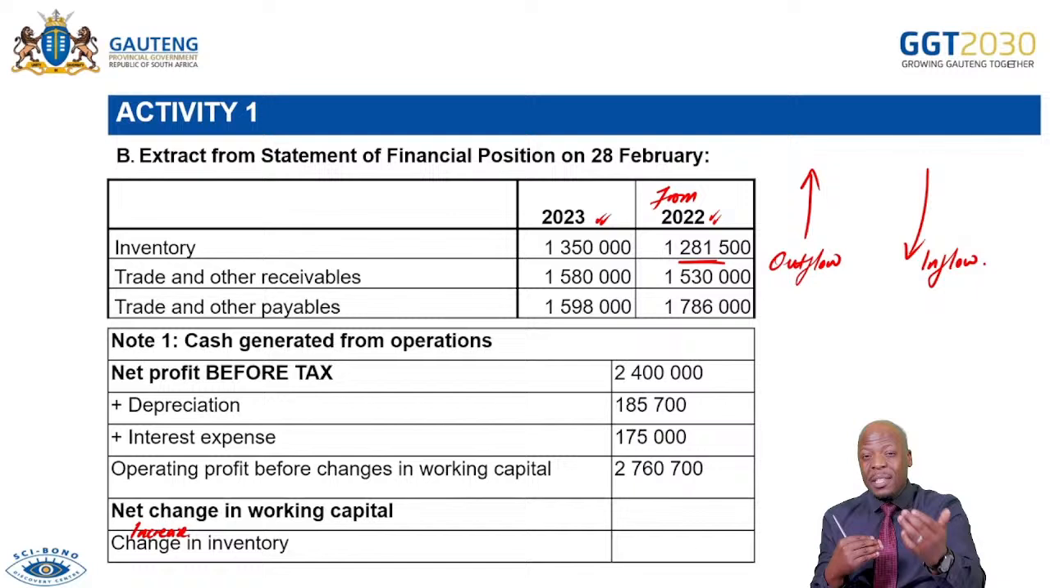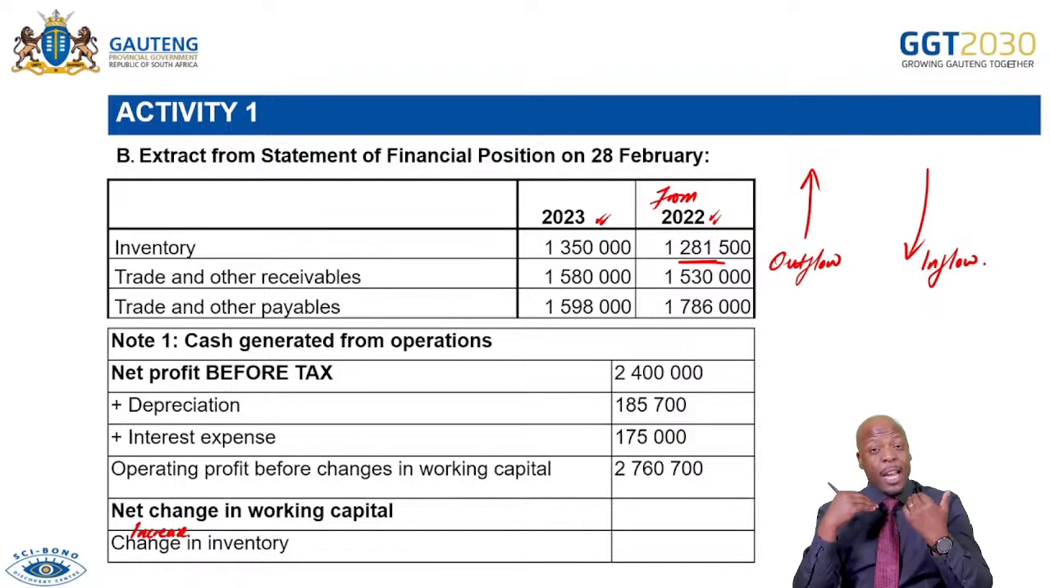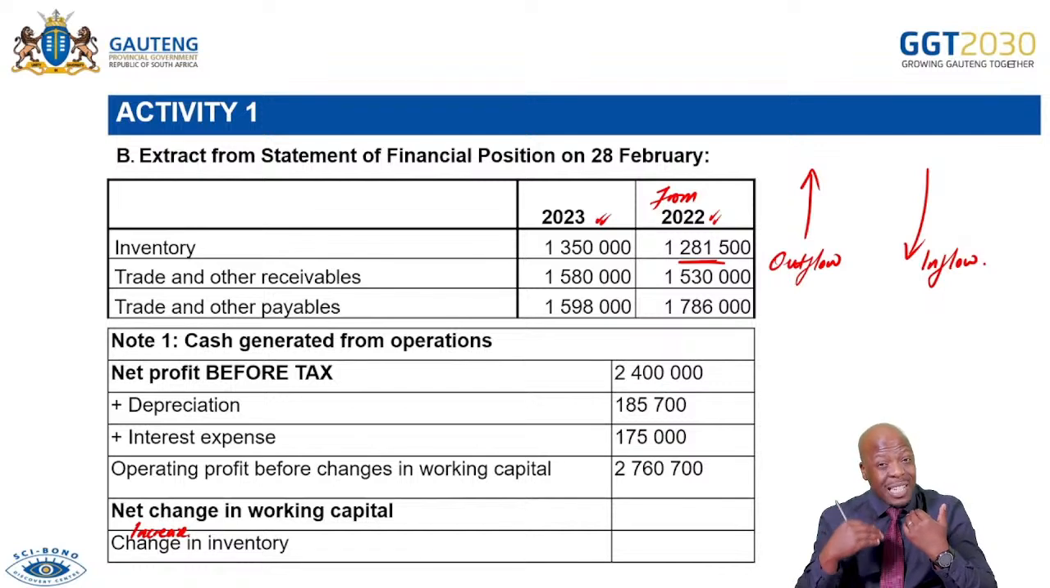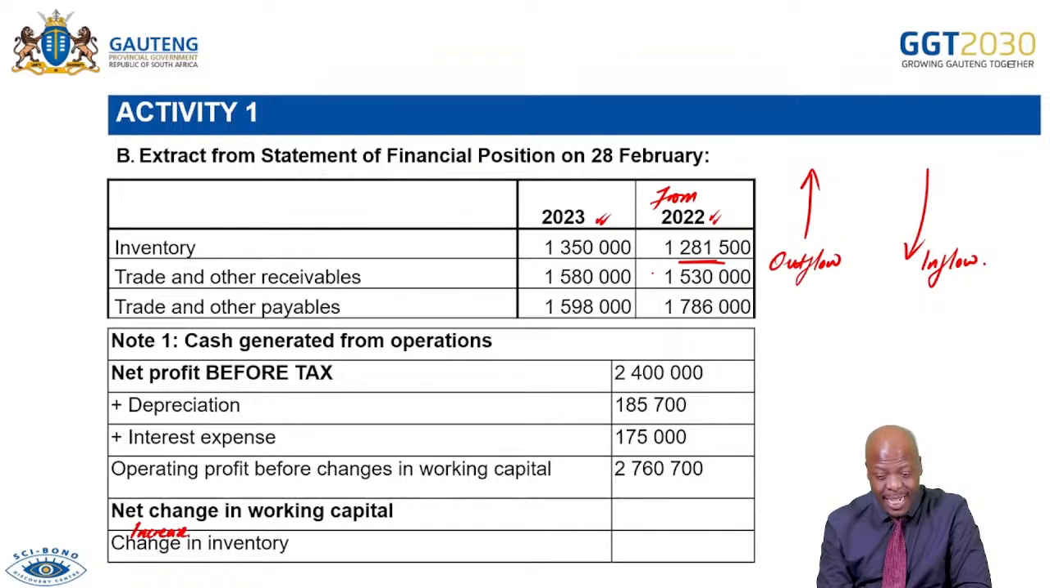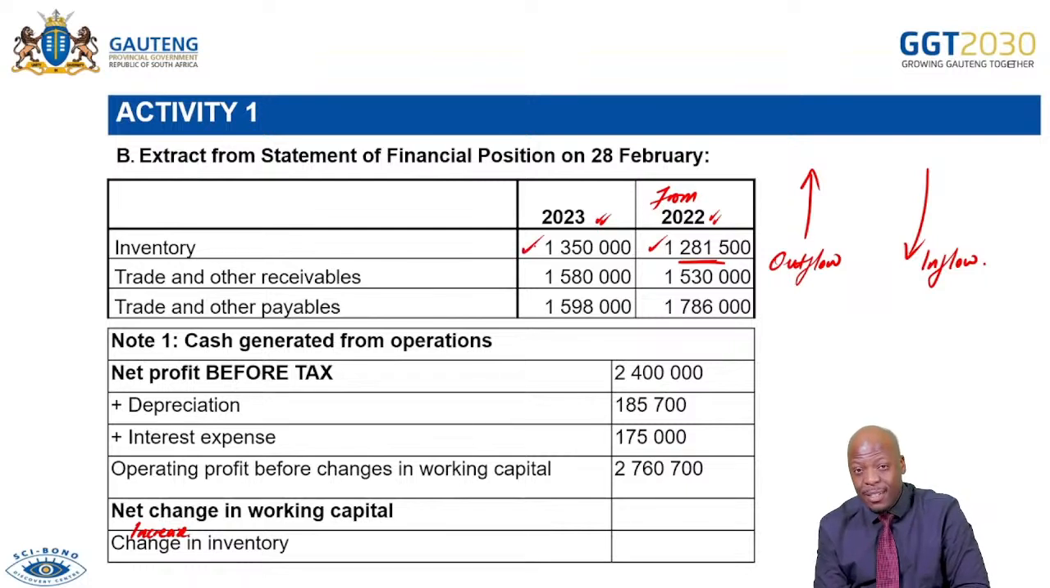But when your inventory is increasing, that means inventory is coming in, and your cash therefore will go in the opposite direction, that is out. So we're talking outflow. An increase in inventory will therefore be a cash outflow. In this case, what do you see? Is it an increase or a decrease? It is certainly an increase, because you have 1,281,500 here, and then here you have 1,350,000. So we have an increase.